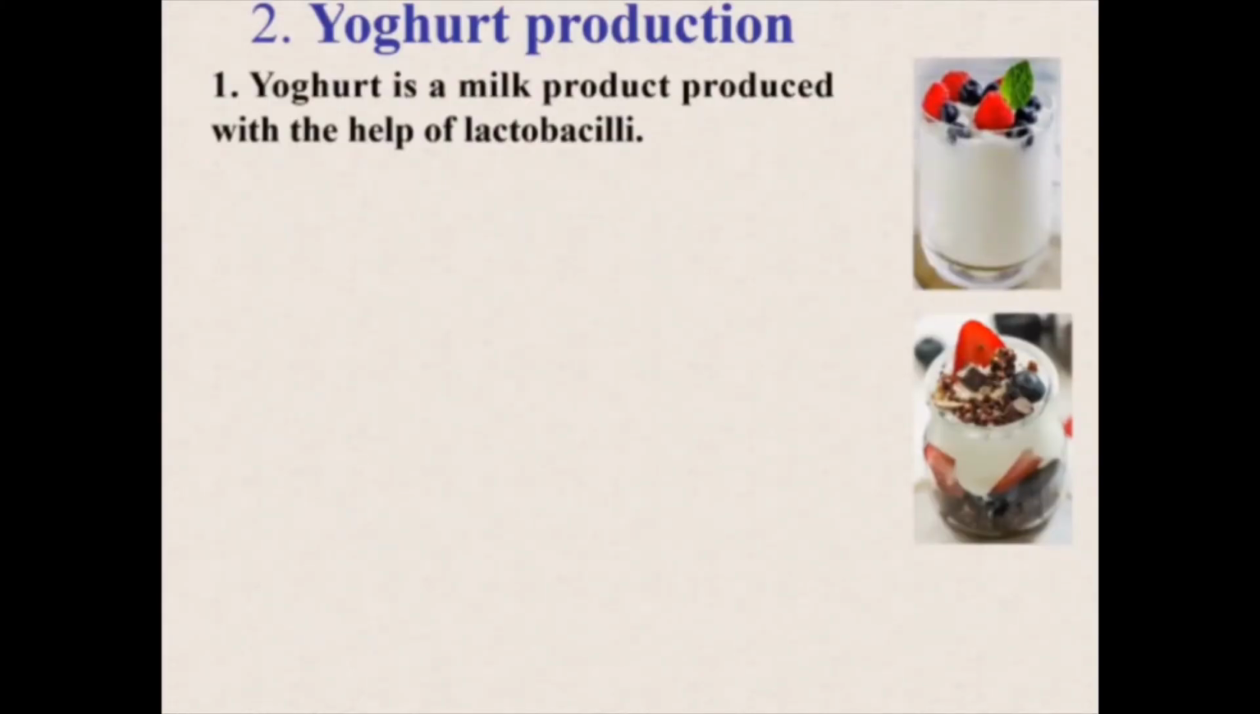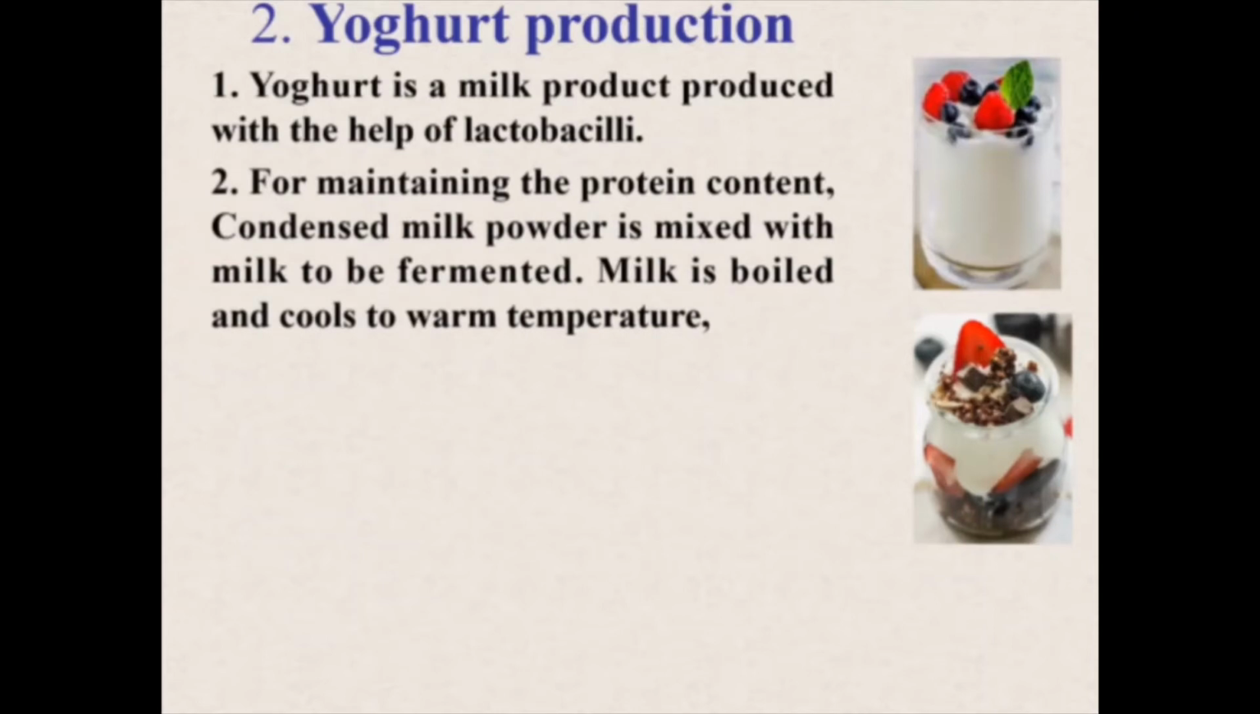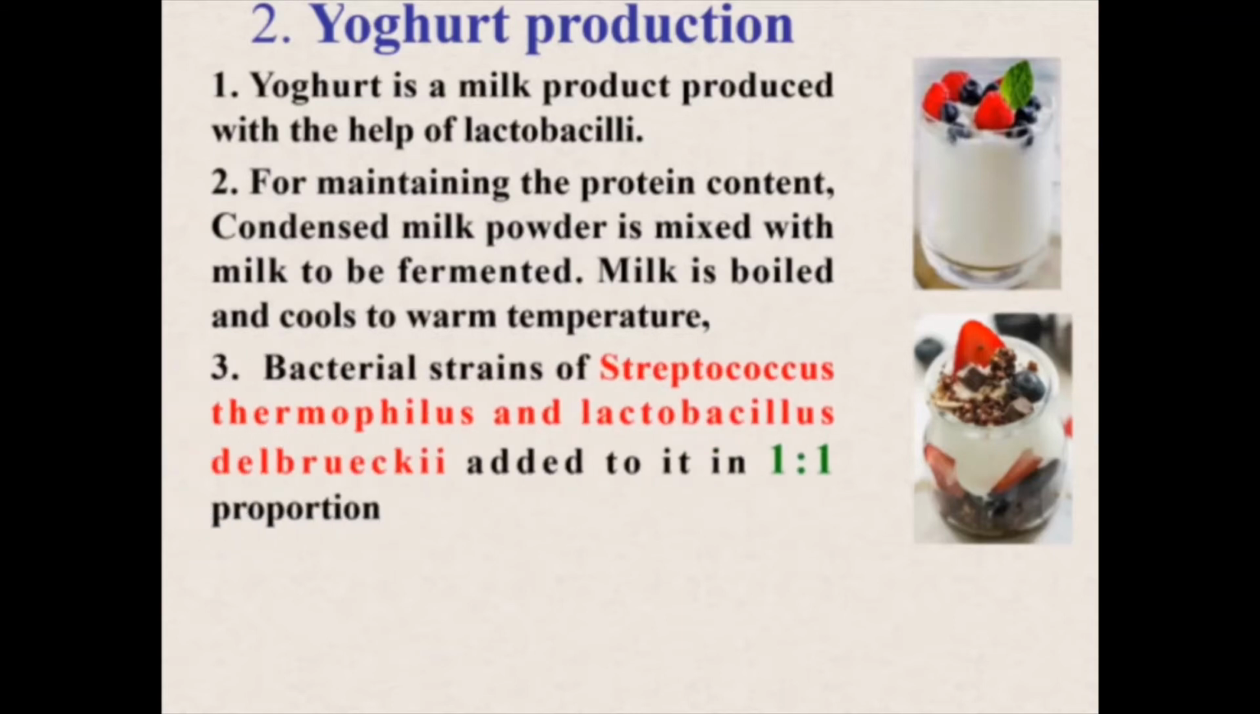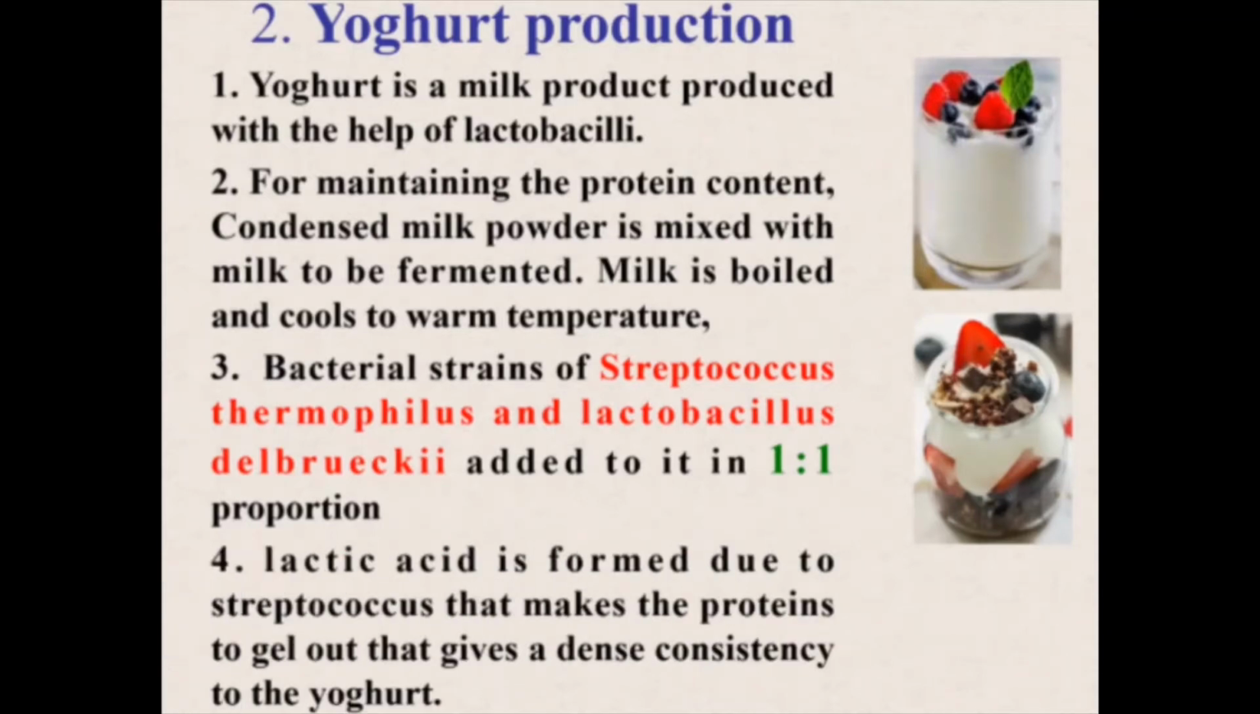Now let's see how yogurt is made. It is a milk product produced with the help of Lactobacilli. For maintaining the protein content, condensed milk powder is mixed with the milk to be fermented. Milk is boiled and cooled to a warm temperature. Bacterial strains of Streptococcus thermophilus and Lactobacillus delbrueckii are added to it in a 1:1 proportion. Lactic acid is formed due to Streptococcus, which makes the proteins gel out, giving a dense consistency to the yogurt.